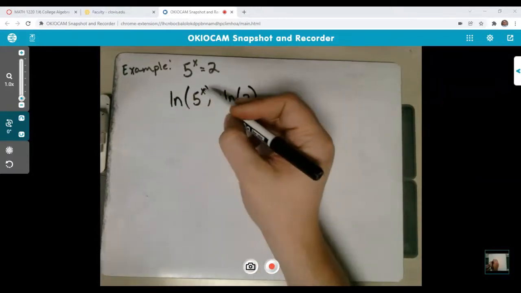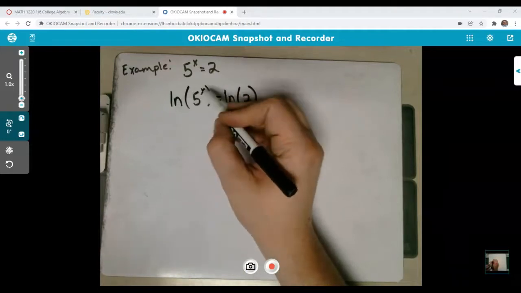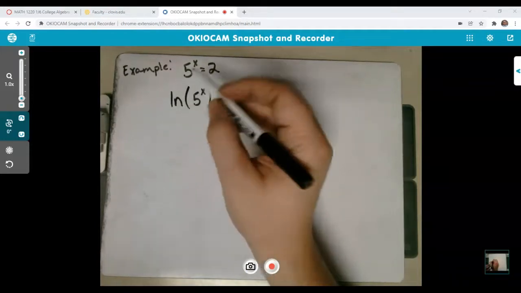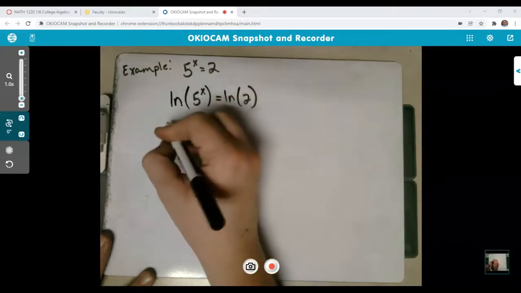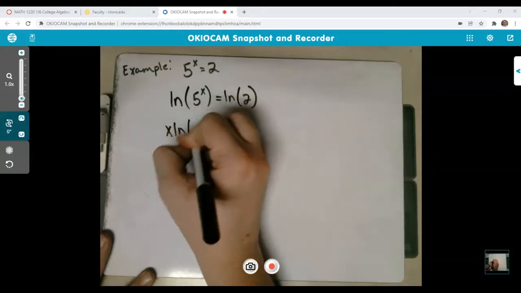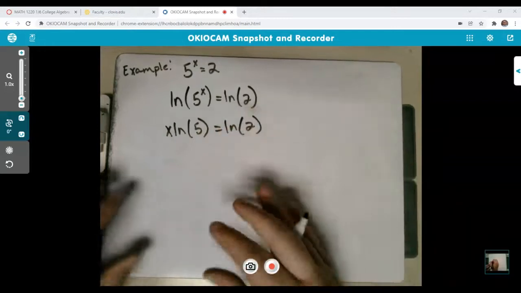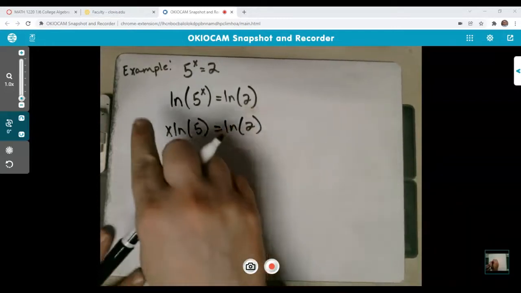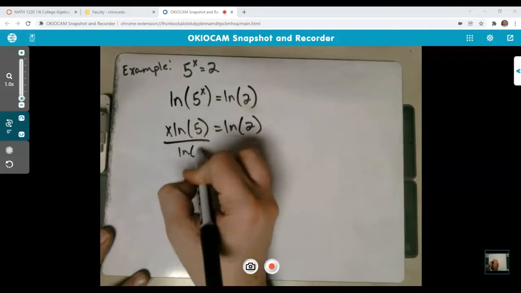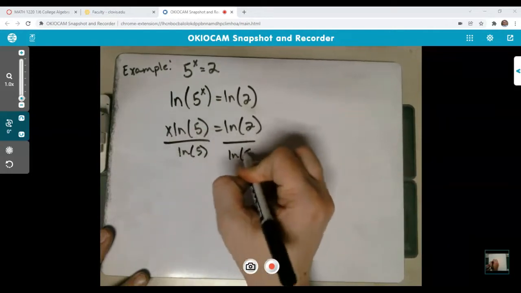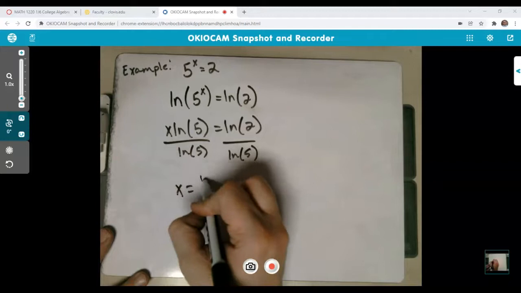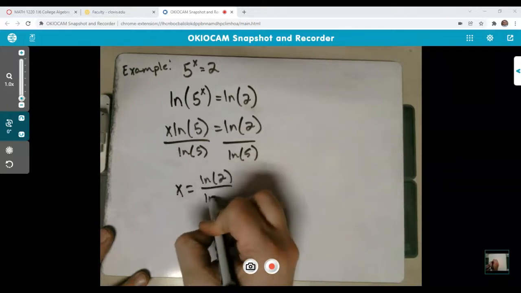Now that the power is inside of a logarithm, I can bring it out to the front. So I can bring my x down to the front and make this x ln of 5 is equal to ln of 2. Now all I've got to do to solve that for x is divide by ln of 5. So x is equal to ln of 2 divided by ln of 5.